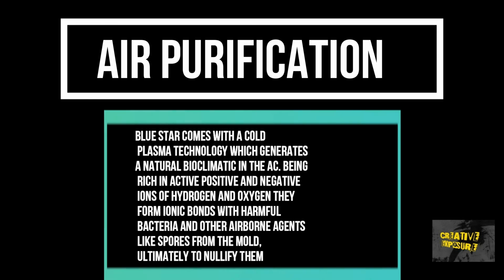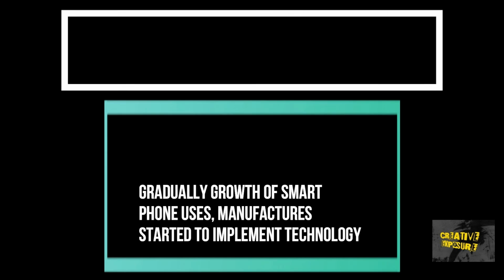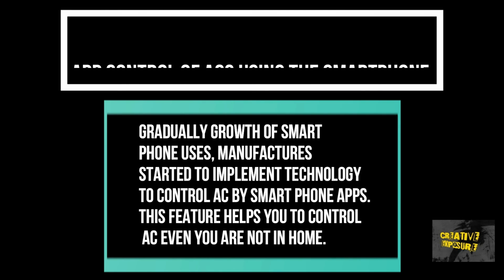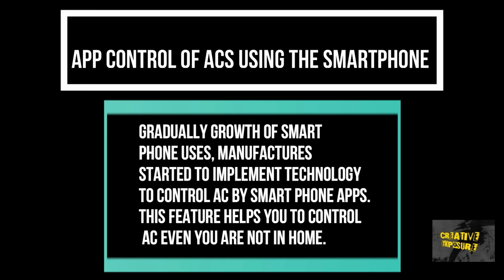The next feature is app control of the AC using a smartphone. Nowadays most companies are developing their technology towards controlling from the smartphone, because people are now habitual of using smartphones and they are controlling their appliances from the smartphone without staying at home. They can control it from anywhere.